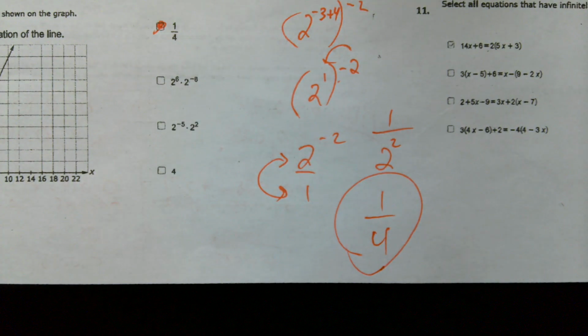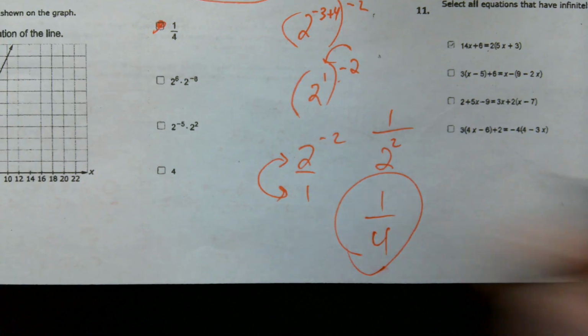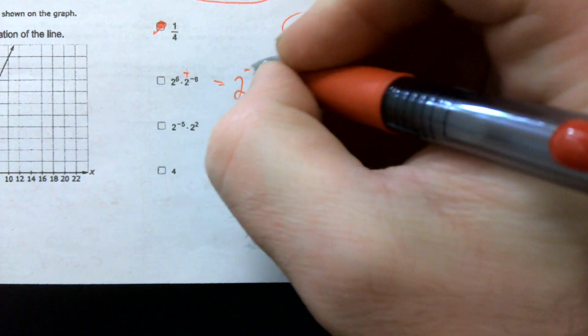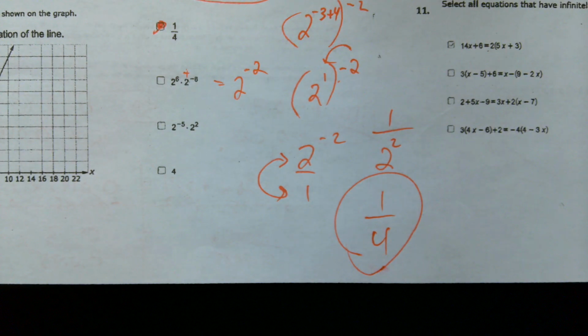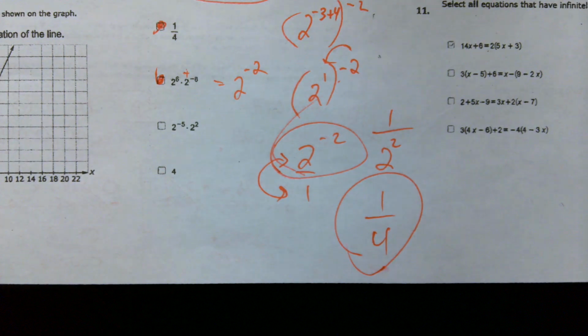No, because it says to select all expressions, which means I've got to go through them all and make sure that none of the other ones are also equal. 2 to the 6th times 2 to the negative 8th. If I add those together, I get 2 to the negative 2. That looks familiar. Where have I seen that before? We just did it. So that one's equivalent as well.